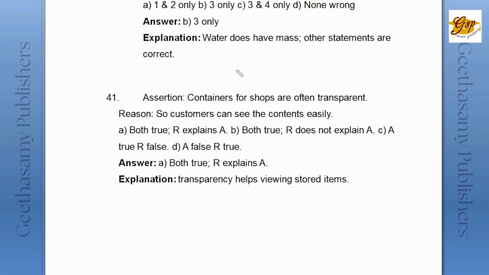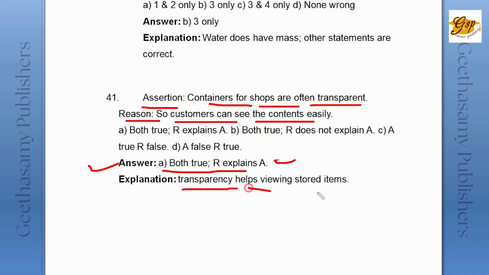Then 41st question. Assertion: containers from shops are often transparent. Reason: so customers can see contents easily. Both are true and R explains A. Both are true but R does not explain A. A is true, R is false. A is false, R is true. The correct answer is both are true and R explains A. Transparency helps viewing stored items.